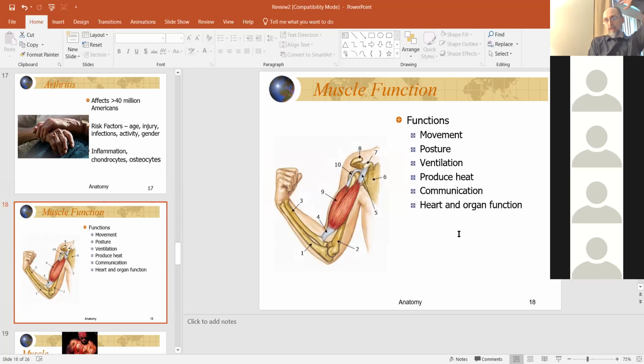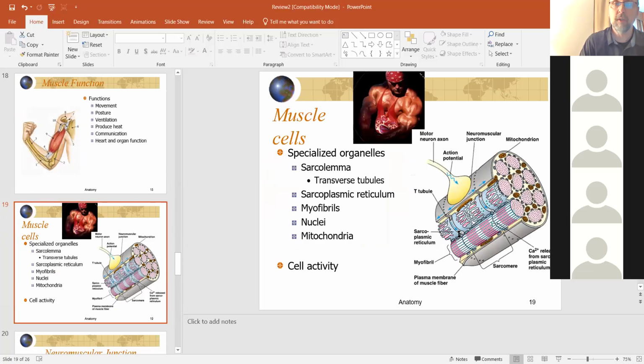Okay, muscles. Again, a general function: movement, posture, move air into the lungs, produce heat, communication, heart and organ function. Here, there's a real focus on the cells and how the cells work. So cells have specialized structures. Okay, most importantly, the myofibrils, the bundles of protein, actin and myosin that contract. Then these bundles are wrapped by a sarcoplasmic reticulum that sits near transverse tubules. Okay, and so those are the primary things.